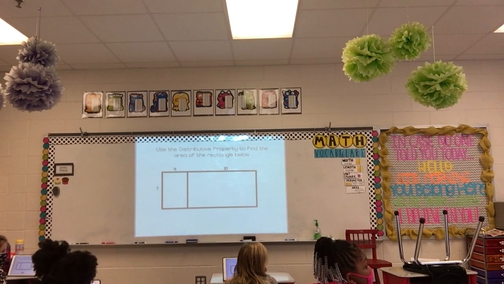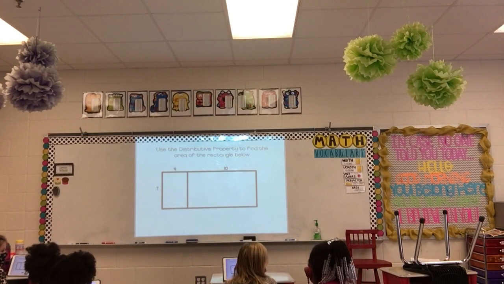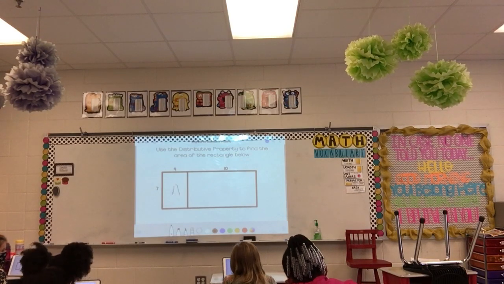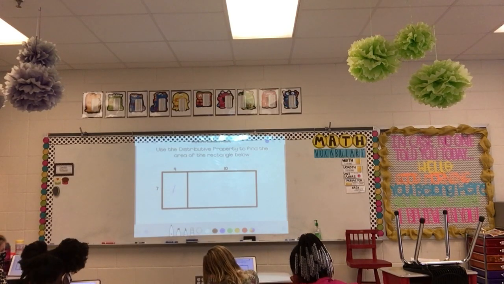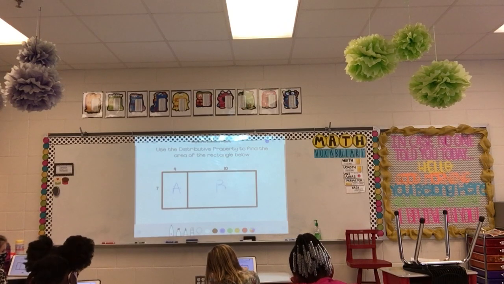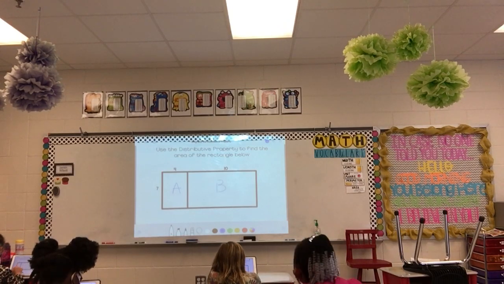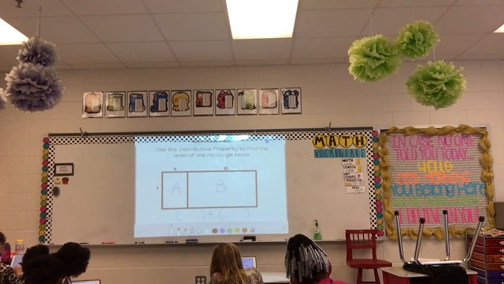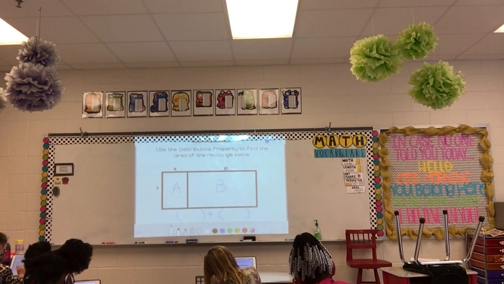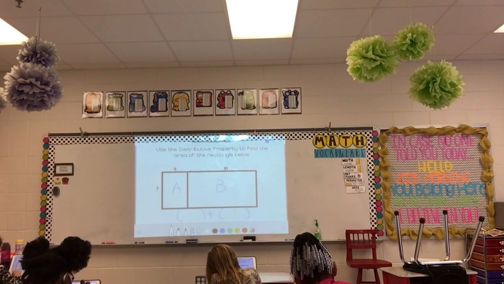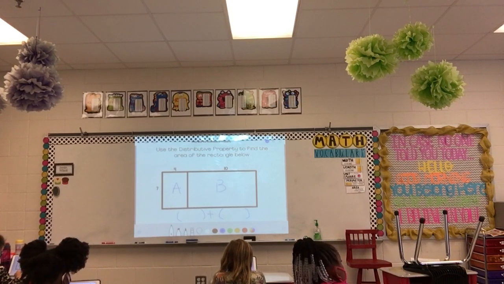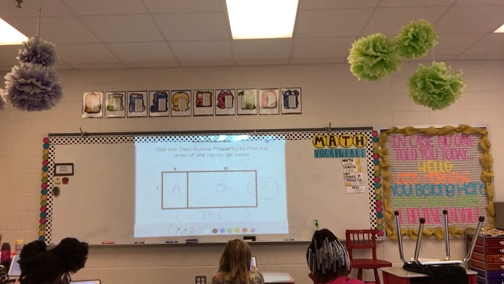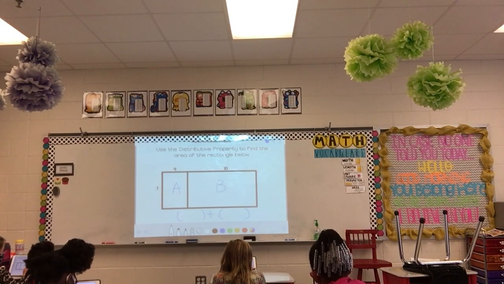All right. How many squares, or how many rectangles do we have here? 2. We have A and B. So how many sets of parentheses are we going to have? 2. Remember our rule with a rectangle. Who remembers? Opposite sides are equal. So we do not have a number here, right? But you better know it, don't you? All right, go ahead and label that.